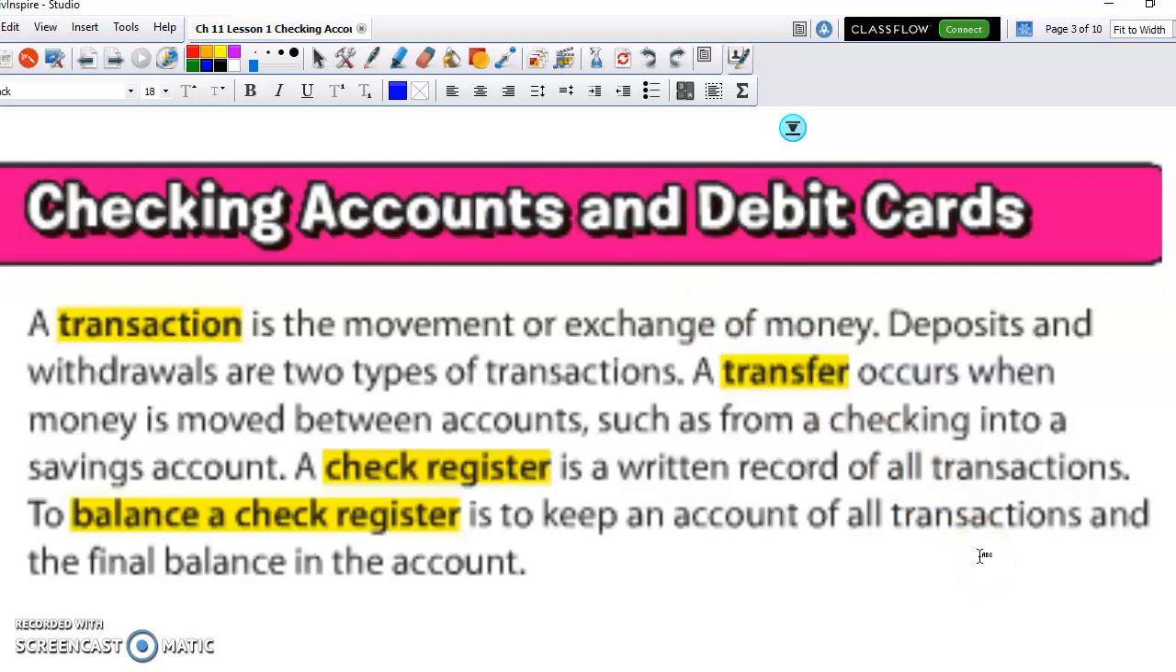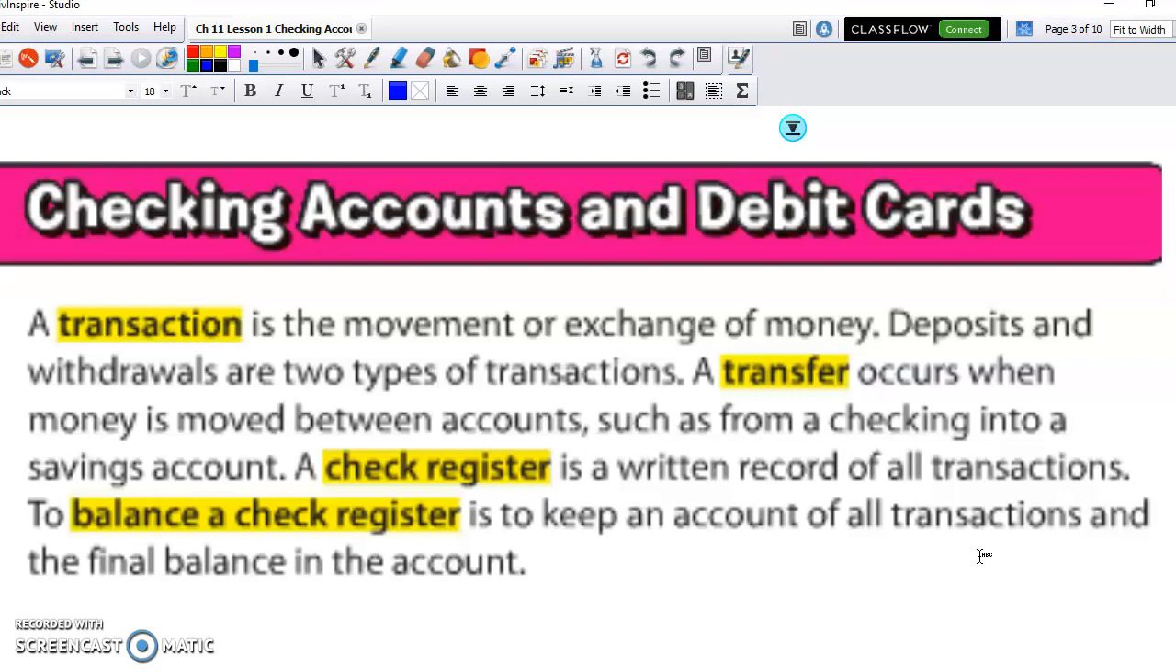Now, a transfer happens when you're moving money between accounts. I transfer money from my checking account to my savings account every month. Then every once in a while, I transfer money from my savings to my checking account so that I can buy whatever I've saved up for. As well, when I was younger, my parents would transfer money into my account so I could spend.